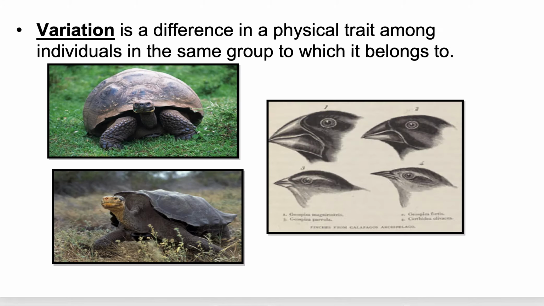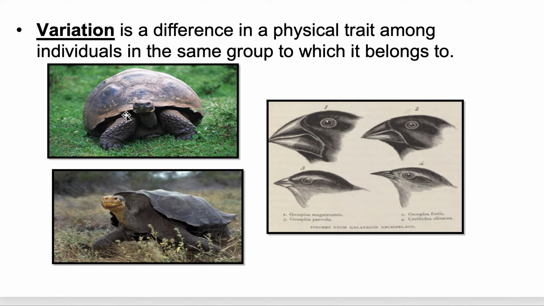All right. So within evolution, the word variation will come up quite a bit. So variation is a difference in a physical trait among individuals in the same group to which it belongs. And a couple of examples of variation were when Darwin went to the Galapagos Islands. He noted variation within different species. The birds here are finches that he studied, and he noticed variation among their beaks, which ended up relating to what they would consume, whether it be hard nuts and seeds or berries and softer things.